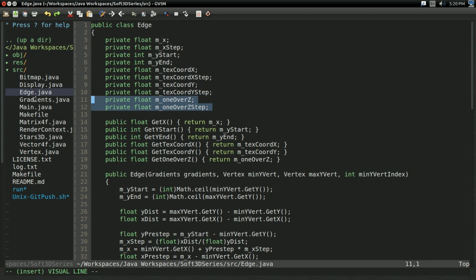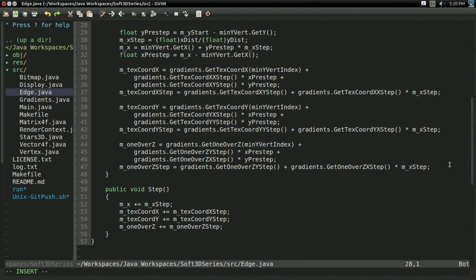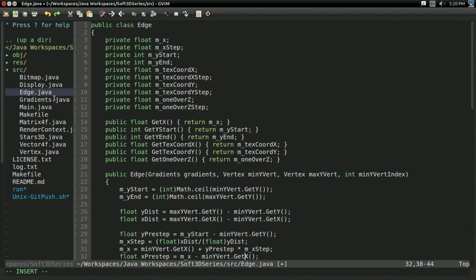We add the value and its step to the Edge class, we add a getter for the value, we do the same initialization process in the Edge class, we get the appropriate gradient value for min-y index, we get the appropriate steps and multiply them by the pre-steps, we calculate the step from the gradient steps, and also don't forget to actually step the value in the step function. And there you go, that's all we do in Edge.